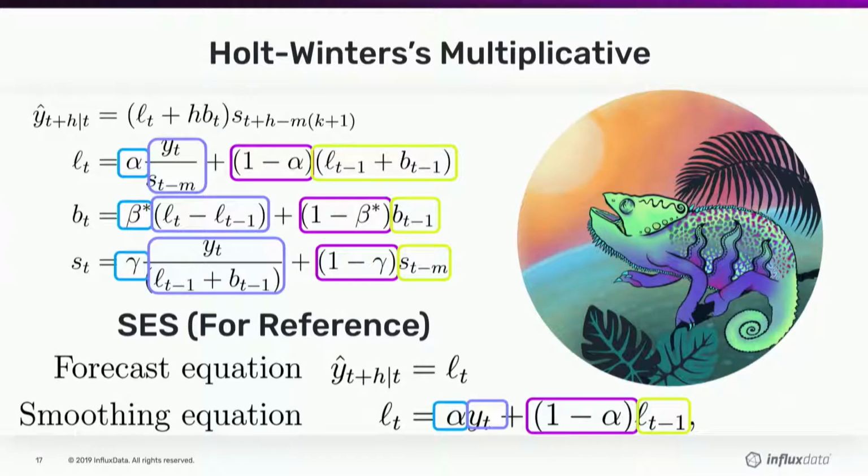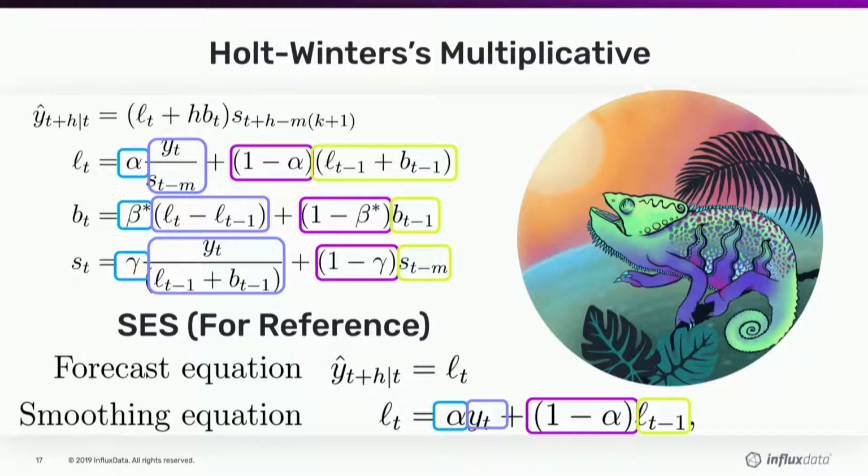So the smoothing equation L naught is pretty much the exact same. And we've added a B of t, and that represents the slope. And we've added a S of t smoothing equation, and that's for the seasonality. And because we're taking exponentially weighted averages of all those other components, we also need a smoothing parameter for the slope and a smoothing parameter for the season. And we also need a B naught and an S naught.